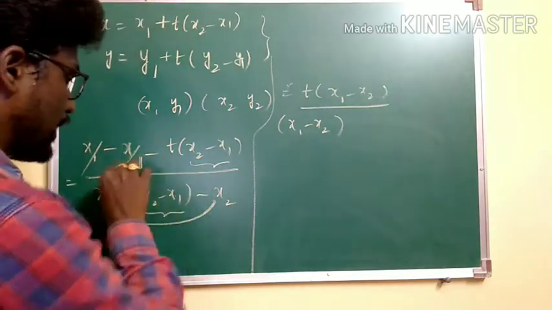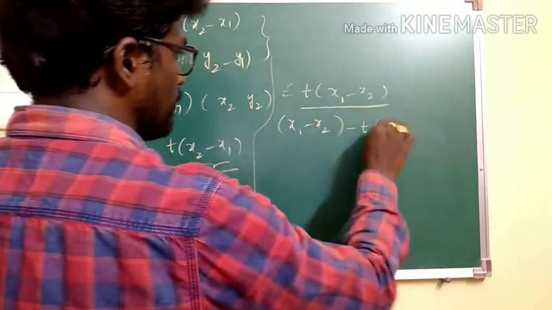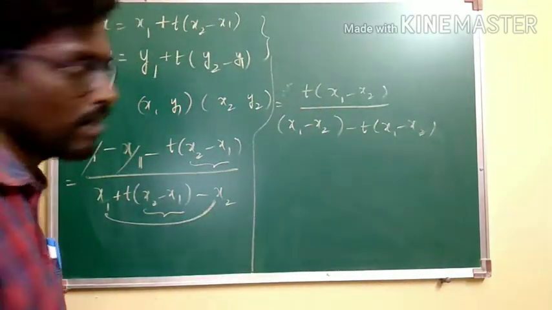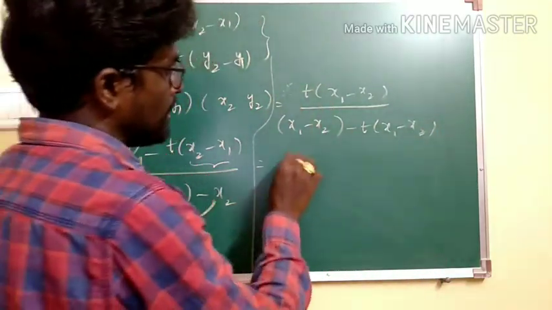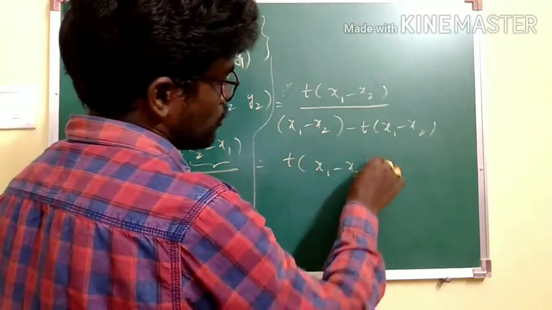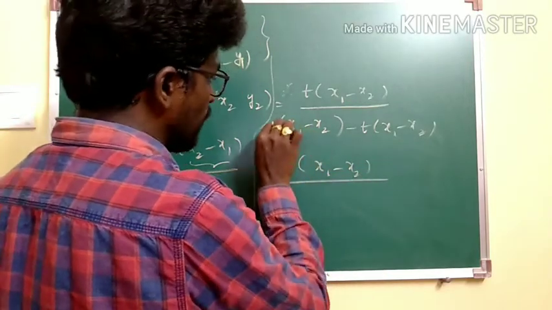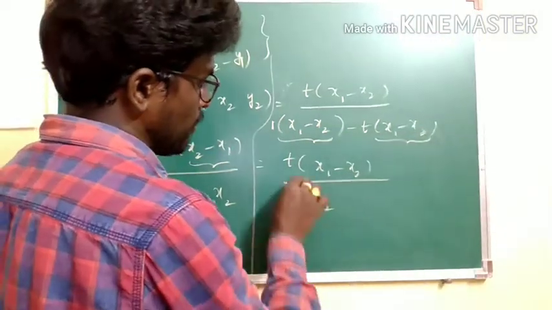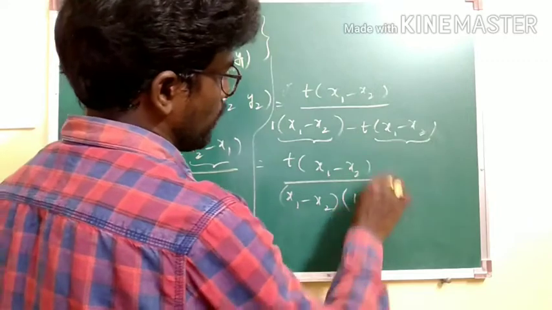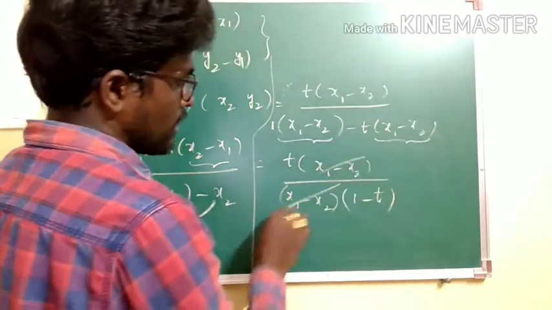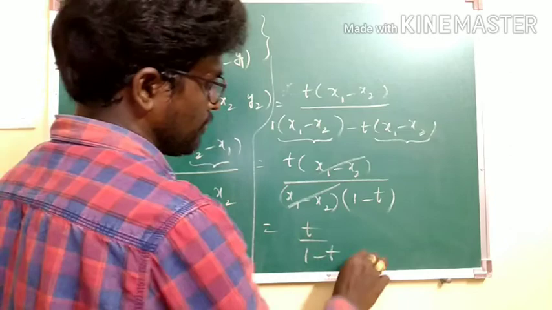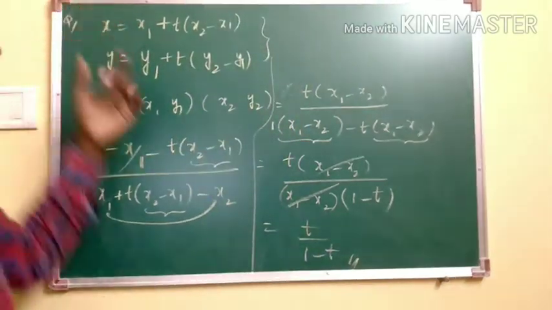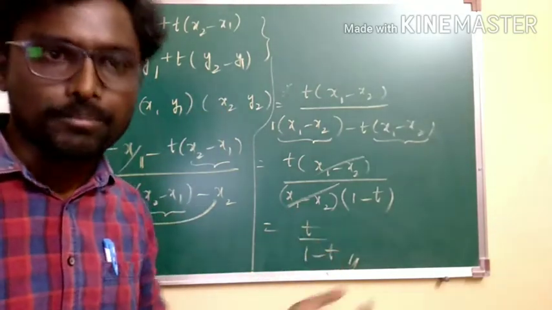Here if I again take minus common factor, plus t becomes minus t into x1 minus x2. See how logically we have to think while calculating applications. T into x1 minus x2 by... in both the terms you have x1 minus x2 as common factor. If you take that common factor as x1 minus x2, then what is left? 1. Here what is left? T. These two get cancelled. So t by 1 minus t. What ratio is it going to divide? This point is going to divide the join of these two in the ratio of t by 1 minus t.